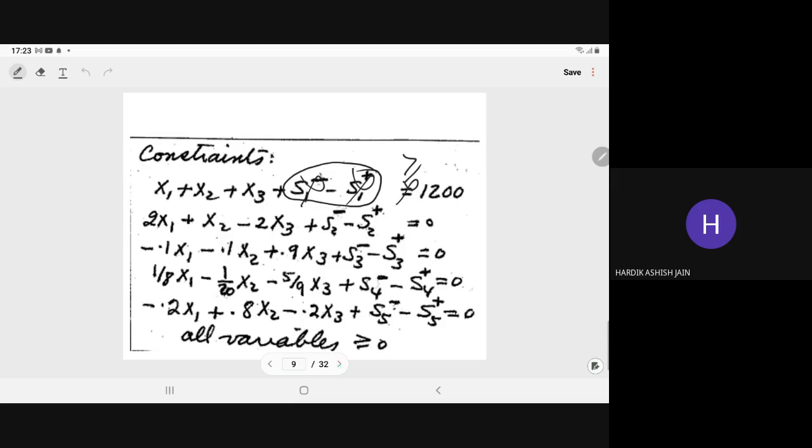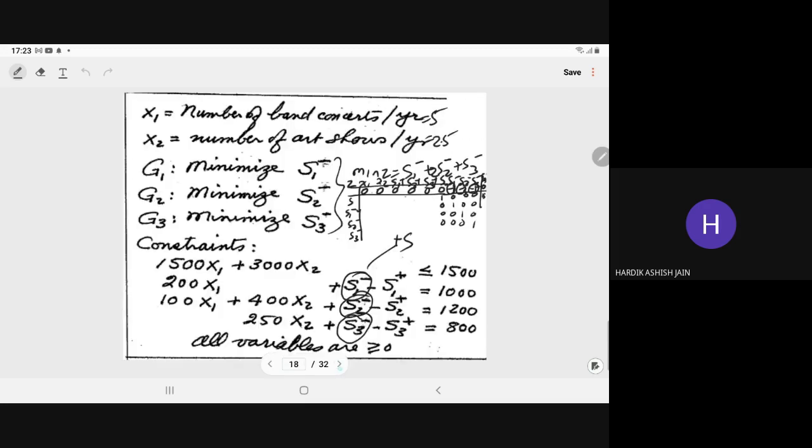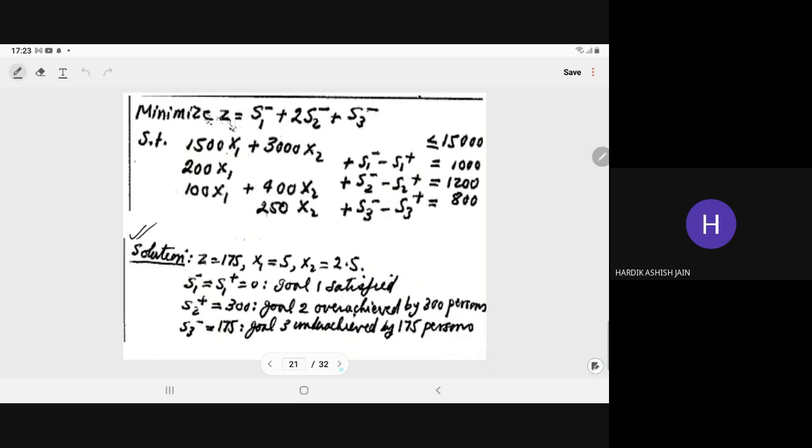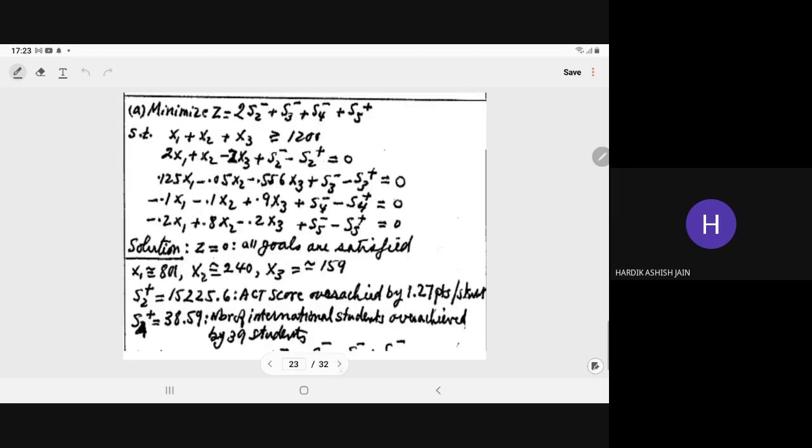So now here we have the problem. Minimize Z is equal to 2 S2 minus plus S3 minus plus S4 minus plus S5 minus, subject to. Now the first one is not a goal, that is the decision constraint: X1 plus X2 plus X3 greater than or equal to 1200, and the rest are goals. You can treat them as goals.